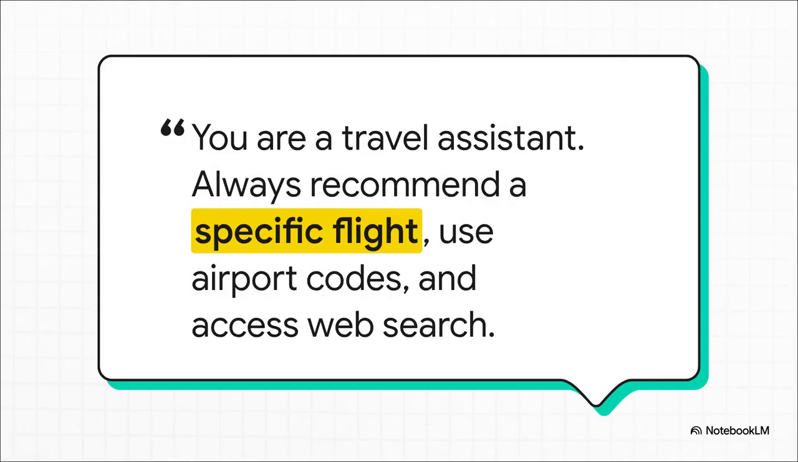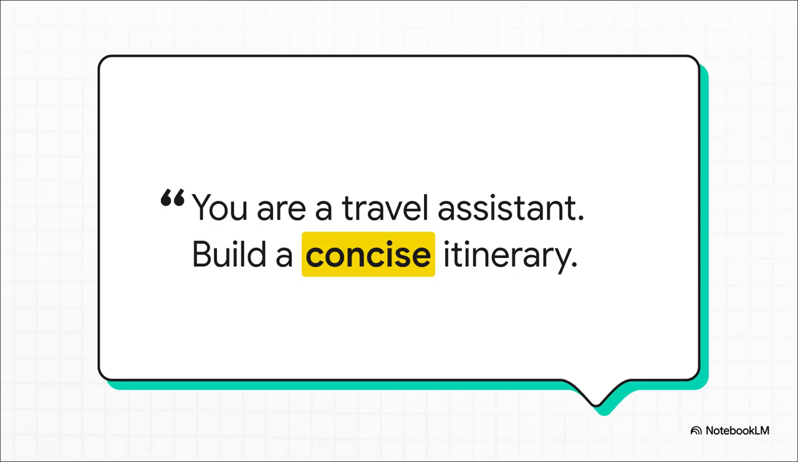Now, for our flight agent, the instructions get a little more specific. We tell it to always recommend an actual flight, to use the official airport codes, and this part is really key. We give it access to a tool, web search. This is what allows it to pull live up-to-the-minute flight information. And this really shows you how flexible the system is. The prompt for our itinerary agent is way simpler. We just tell it, build a concise itinerary. That's it. It doesn't need to search the web for that task, so we don't give it that tool. Each agent gets only the powers it needs to do its job.